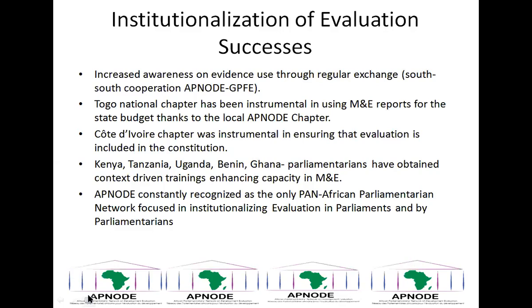So APNODE is currently being recognized, with all its partnerships, with all the achievements, with its objective of ensuring that evaluation is used for effective governance for the citizens of Africa, as an institution of evaluation. And in Africa, it is the only pan-African parliamentary network that focuses on evaluation. And this recognition is becoming more and more pertinent as the network grows.